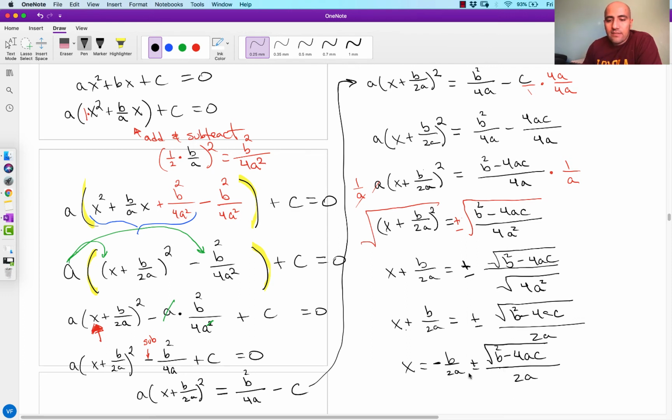And then these two have the same denominator, so we can combine them into one big happy fraction, and I think most people begin to recognize it now. This is going to be x equals negative b plus or minus the square root of b squared minus 4ac all over 2a.